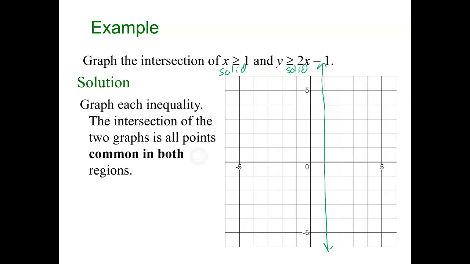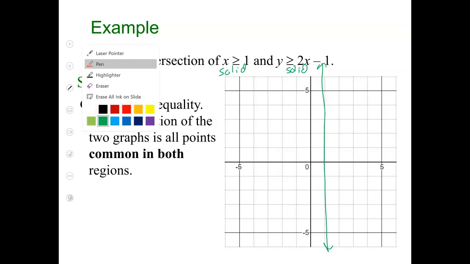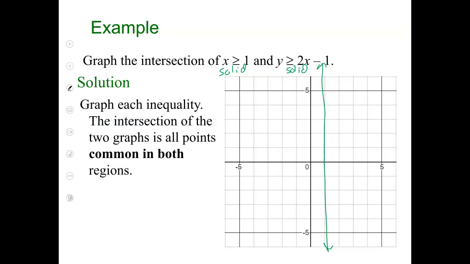Now, I'm just going to do kind of a partial shading just to get an idea of where my solution is going to be. Because I have to figure out where they overlap. So I first need to know where each one's going to go on its own. So x is greater than or equal to 1. Is that going to be the left or the right? It's going to be the right. X is greater than. Okay? So my shading is going to be on this side. But I don't want to do the full thing because that's not all of the answers over there. But I just want to mark, okay, it's going to be on the right side. Okay? So the solution to x is greater than 1 is this whole area to the right.